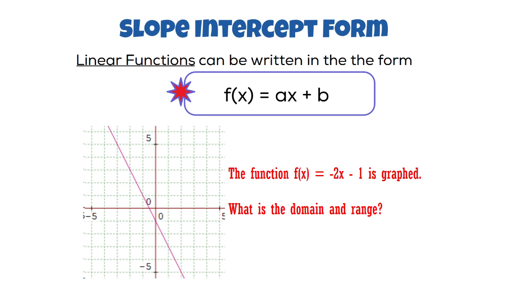All right, so what do you think your domain and range are? That's a review from yesterday. What are your domain and range of this linear function? All right, hopefully you're thinking that your domain is going to be negative infinity to infinity. It goes forever left and forever right, and so does the range. It goes forever down, forever up. So easy little domain and range on linear functions.